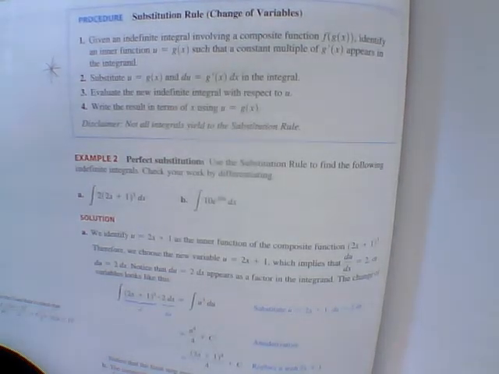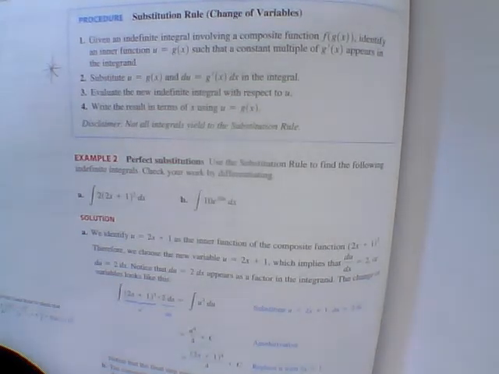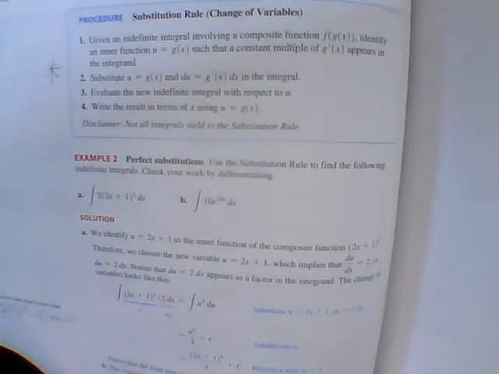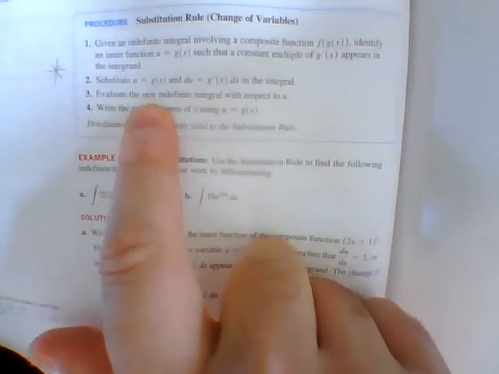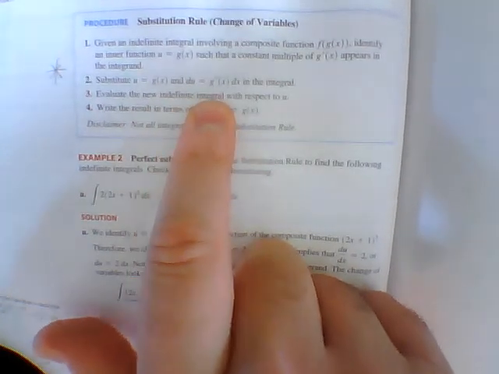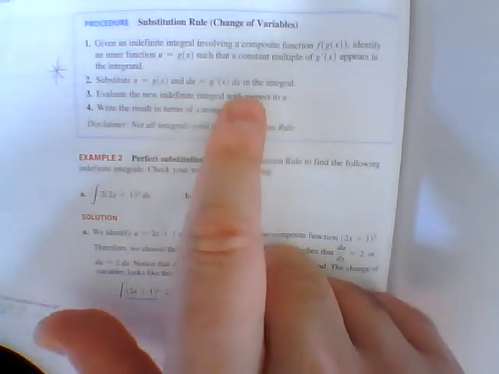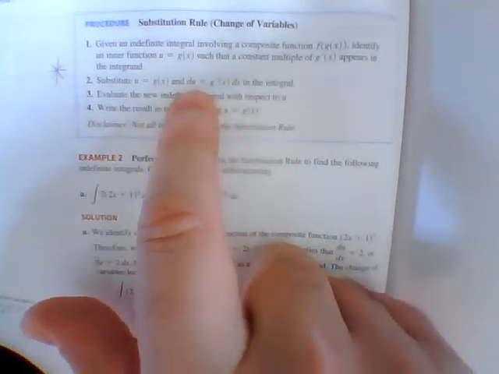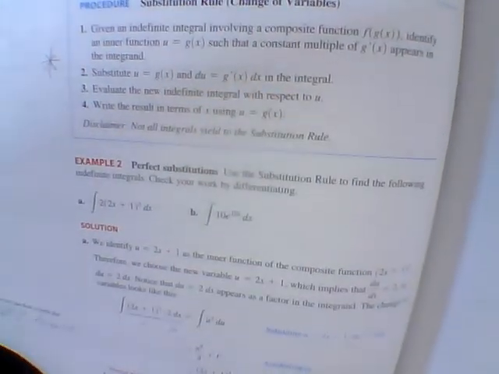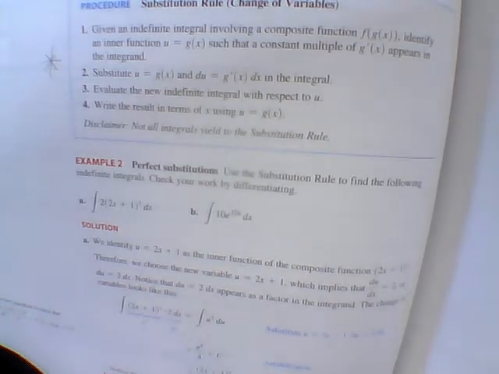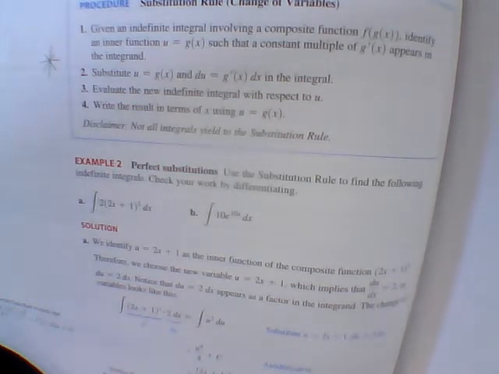Basically we're going to take the inner function and let that be u, and then the derivative of that inner function should appear somewhere else in the integrand, so that we can bring in our u equals g of x, and then our du equals g prime of x dx. Because once again, the derivative of u with respect to x, if we multiply by that dx over, that's why du equals g prime of x dx in that integral. Then we'll evaluate the new indefinite integral with respect to u, and then we'll write the results in terms of x using u equals g of x.